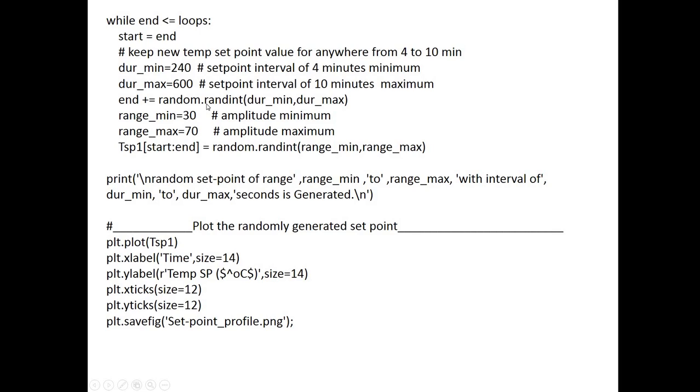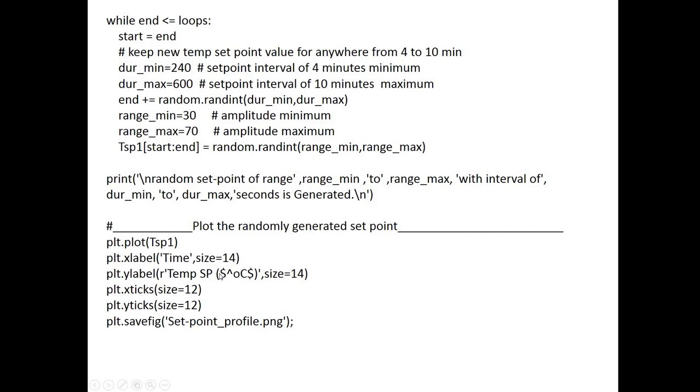You see that the set point width will vary from 240 to 600 seconds. That means a minimum of 4 minutes, at least, one set point will stay, and a maximum of 10 minutes. It will be randomly selected. The set point value will be randomly selected between 30 and 70. A few set points will be randomly selected.